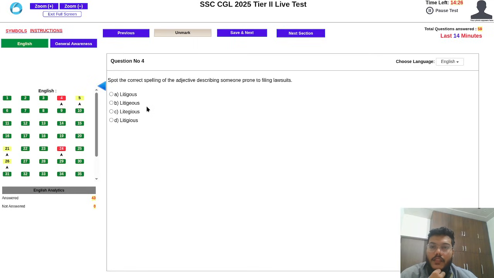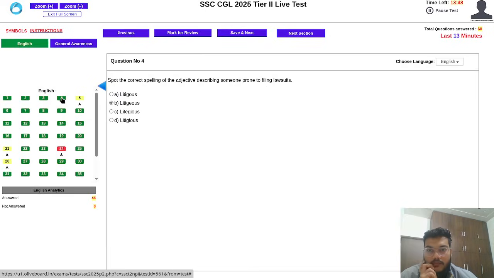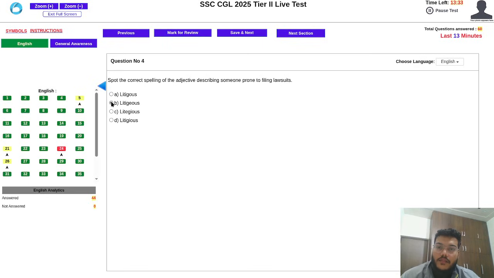लिटिजियस, third fourth तो है नहीं, he is very litigious. He is a litigious person.